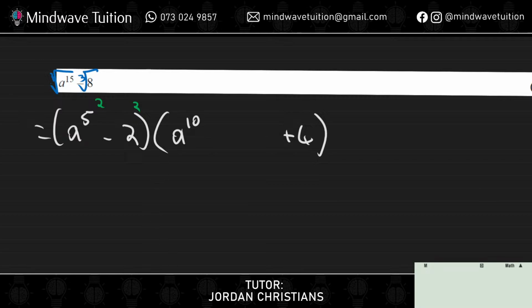Then we get the middle term is the product of the two, so a to the power 5 times 2 will give me 2a to the power of 5, and for the sum and difference of cubes, the middle term needs to be the opposite sign of the first bracket. And again, this cannot be factorized. The second bracket right here cannot be factorized, it is done.